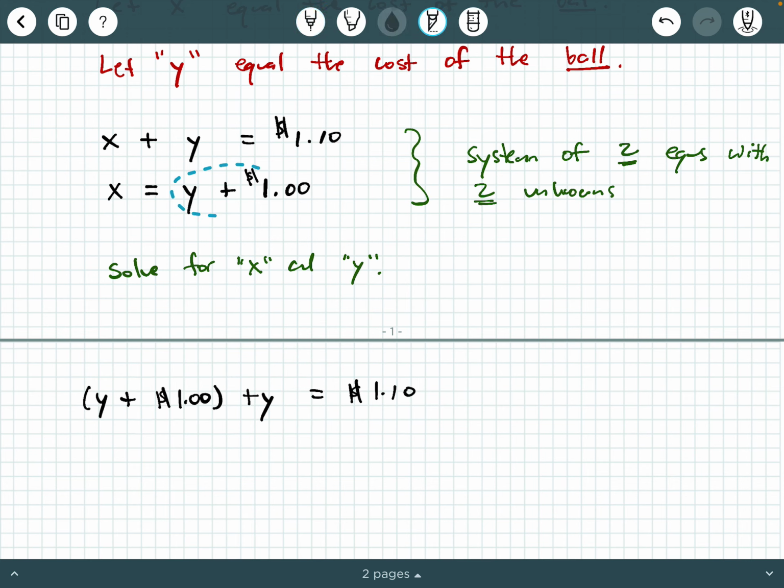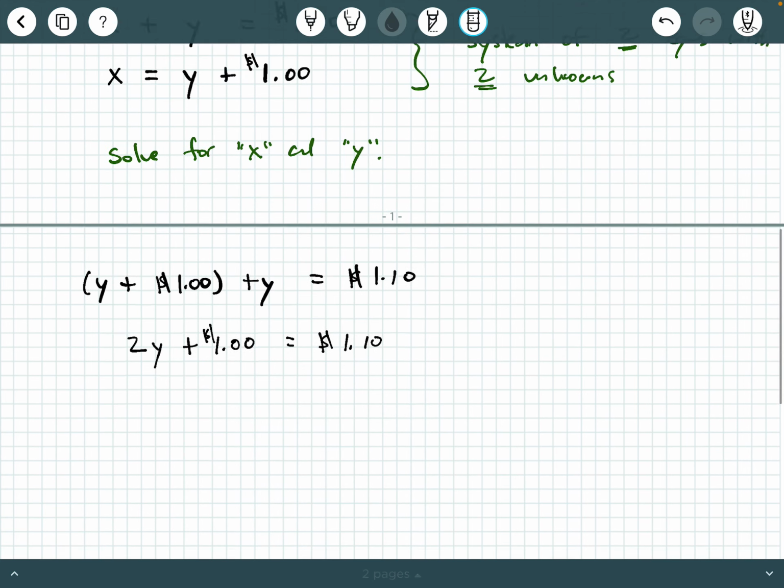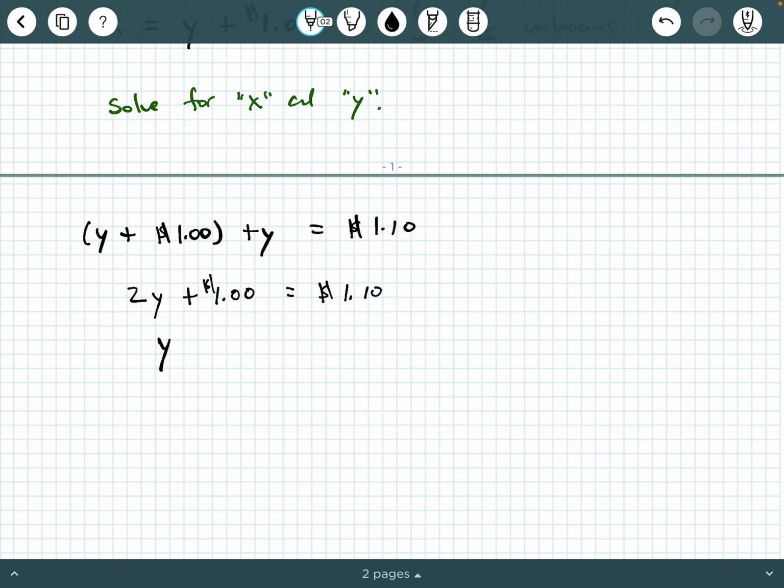Okay. So what happens when we make this operation here? Again, I've substituted y plus 1 into x from the first equation, and of course we get 2y plus 1 equals $1.10. Okay. And then, of course, we get 2y equals $0.1, or 10 cents. And then y equals $0.05, which is the same thing as 5 cents, right? So a nickel, okay? So there's y.